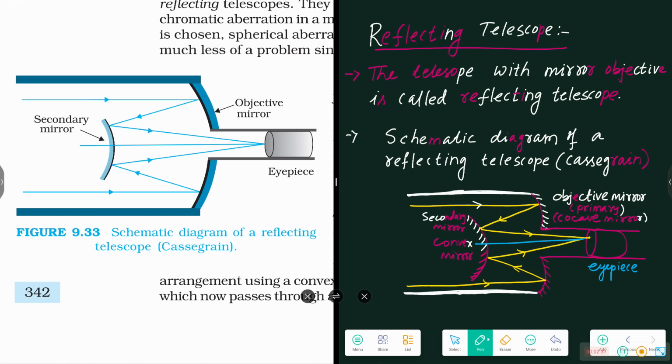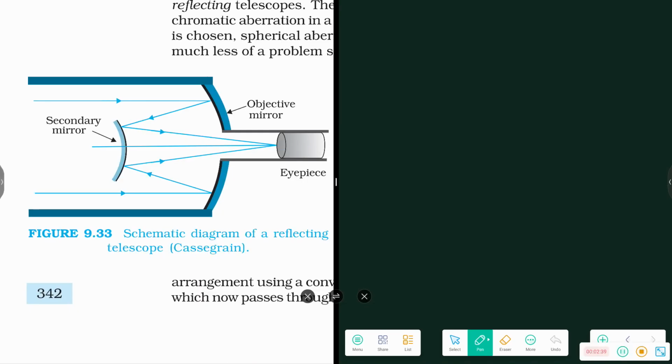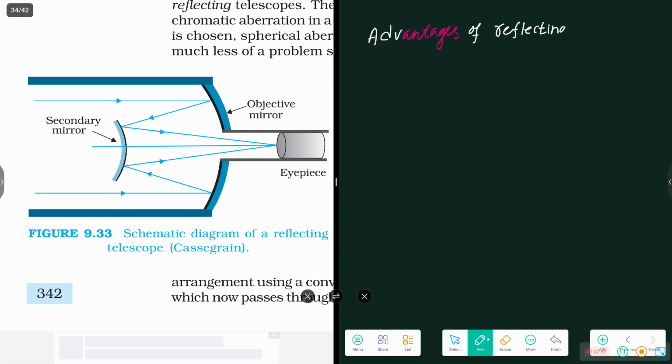So schematic diagram of a reflecting telescope you write. Next, advantages. Why are we taking this one? Write advantages of reflecting telescope over refracting telescope. Or directly write advantages of reflecting telescope. Now you can understand everything here. Okay.